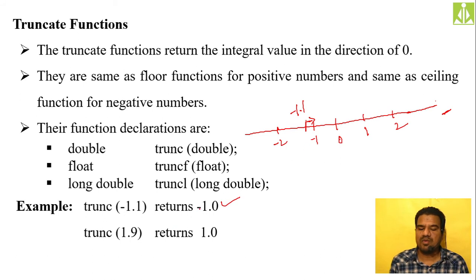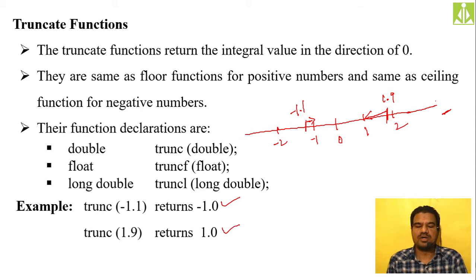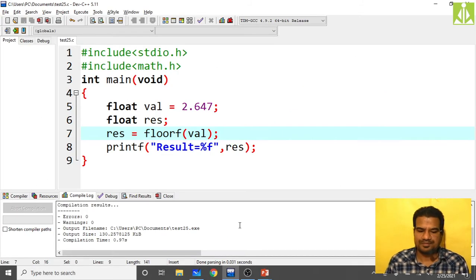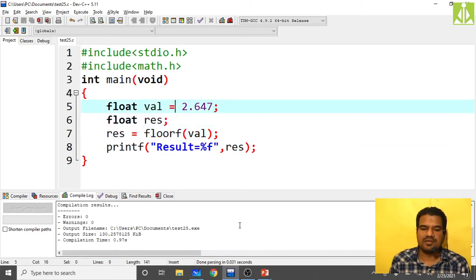Same thing for 1.9. 1.9 will be somewhere over here, before this 2. Here I have 1.9. In which direction do we have to move? In the direction of 0. So 0 is like this. We move in this direction and we will get 1 over here. Hope you understood why we are getting -1.0 and 1.0. So quickly we go and demonstrate that with the same values.